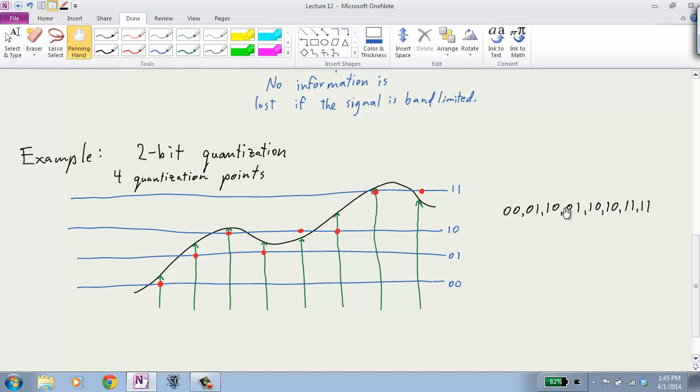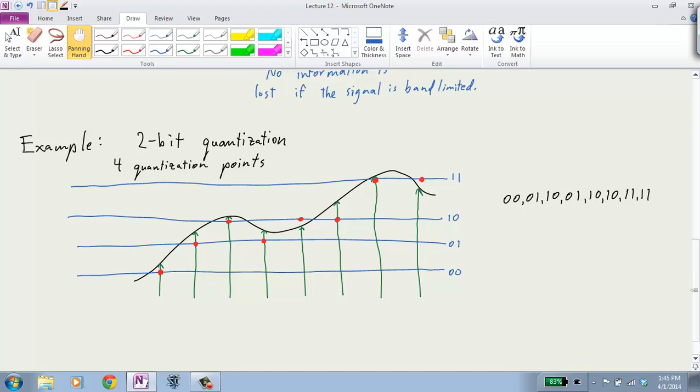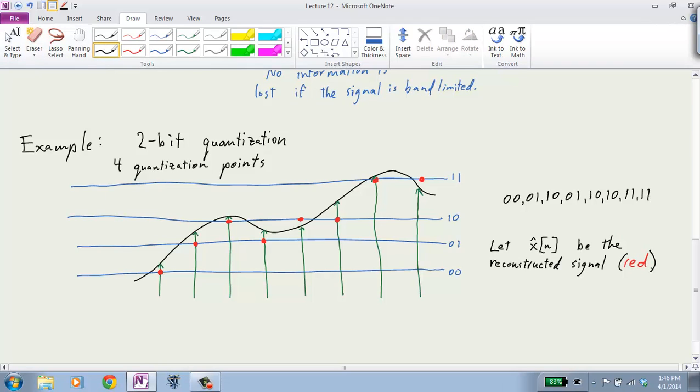We don't know exactly what came in, and we can talk about an error signal. So let x hat of n be the reconstructed signal, which is the red dots there. Okay, that's x hat of n. It's our estimate of x. We no longer have x once we've done this quantization.